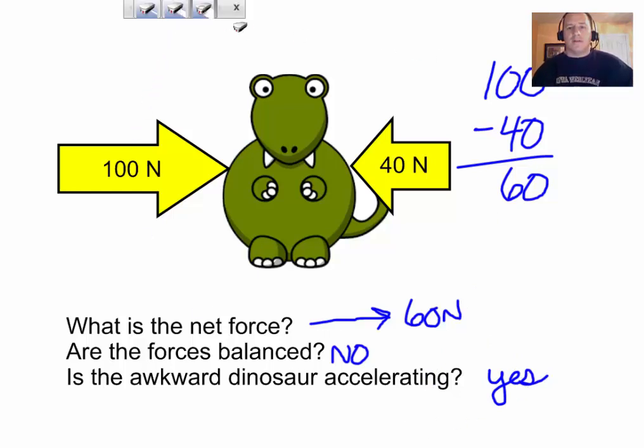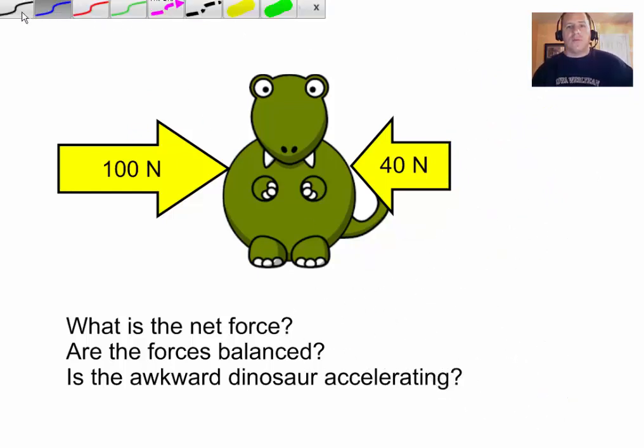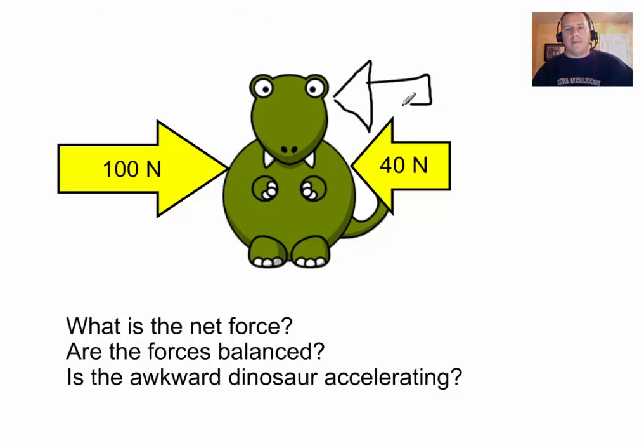Now what if we change the situation a little bit and we added in another force? So we added two forces together. Not only do we have this 40, but we also added a 60 Newton force here. So two forces are acting on the awkward dinosaur to the left, one to the right. And these add up, 60 and 40 to 100. And here we have 100. Then we would say that the forces would be balanced.